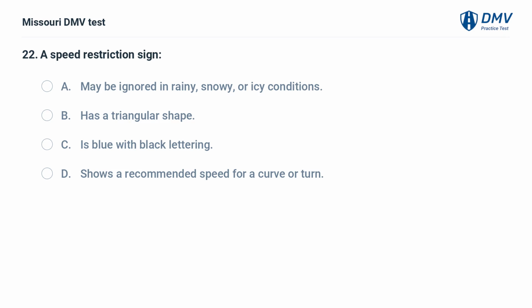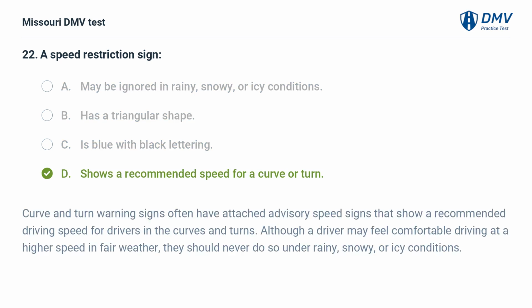A speed restriction sign. A. May be ignored in rainy, snowy, or icy conditions. B. Has a triangular shape. C. Is blue with black lettering. D. Shows a recommended speed for a curve or turn. D. Shows a recommended speed for a curve or turn.